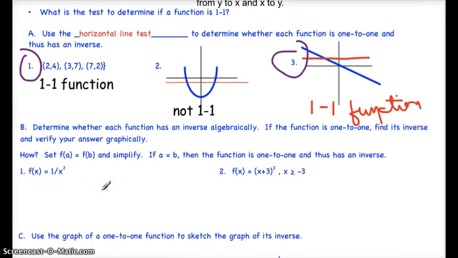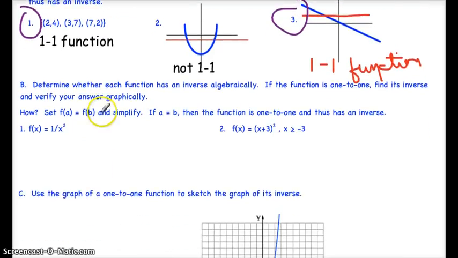Let's look at example B. How can we determine whether a function has an inverse algebraically rather than the horizontal line test? How can we do that? So we would set f of a equal to f of b and simplify. Now remember, f of a means we're plugging a into our x coordinate and we're plugging b into our x coordinate and setting those functions equal to each other. It would look like this.